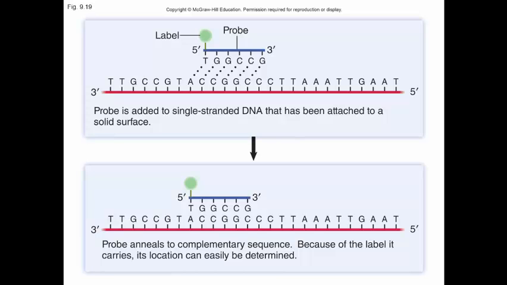Now, the label used to be some radioactive isotope. Nowadays, we don't use that at all. We don't want to deal with radioactivity in the lab. And so most of the time now, you end up with a fluorescent or even a light-emitting label, okay?